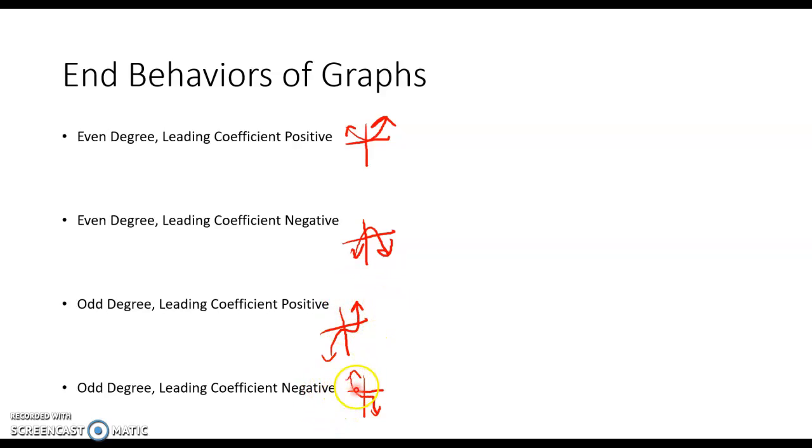Put that negative coefficient out there in an odd degree function, whether this is x to the third, x to the fifth, x to the seventh, and so on and so forth. You get a leading coefficient that's negative. As x goes to negative infinity, the function will go to positive infinity, and as x goes to positive infinity, your function will go to negative infinity.